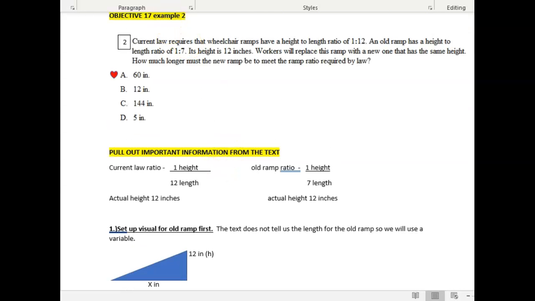Let's go back and remind ourselves what we're looking for. We are looking for how much longer must the new ramp be to meet the ratio required by law? All right. How much longer? Those words are going to be very important when we get down into the mathematics of this problem and when we try to solve it.